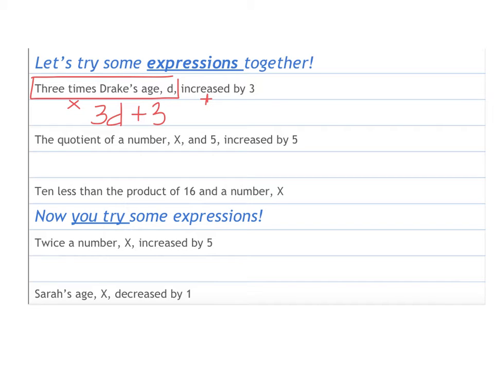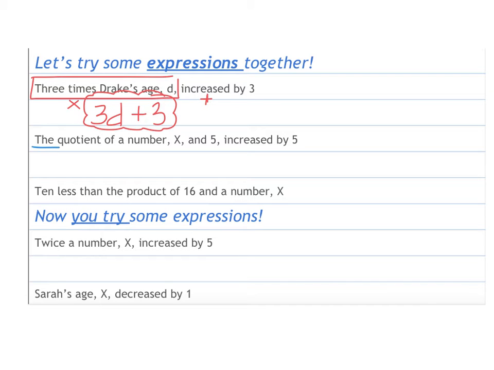So whatever I'm told Drake's age is, I'm going to then be able to multiply that times 3 and add 3 to get my solution. But right now, I don't know what Drake's age is, so then we just leave it as 3D plus 3, since it's an expression. The quotient of a number x and 5 increased by 5.